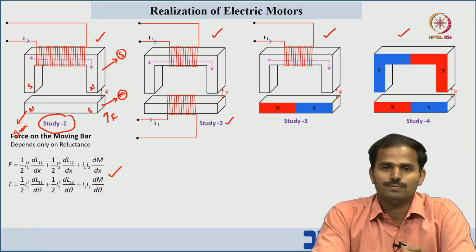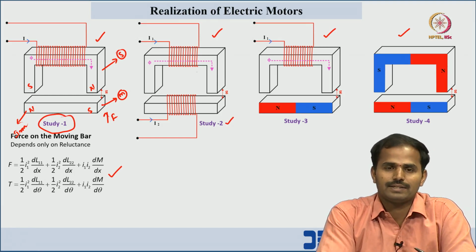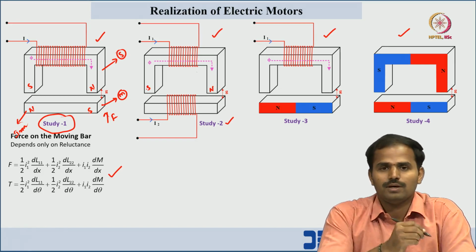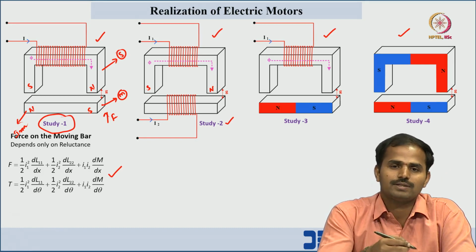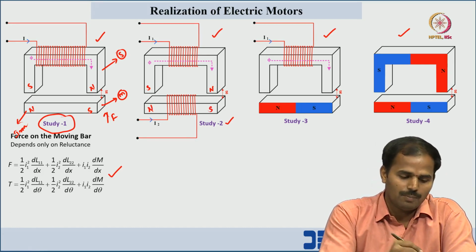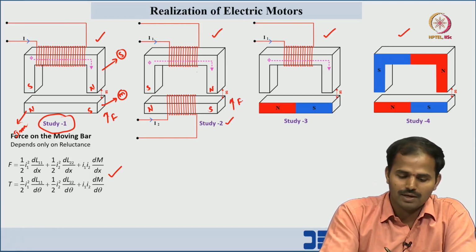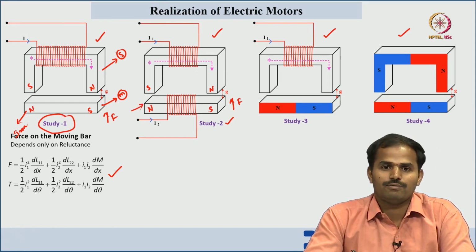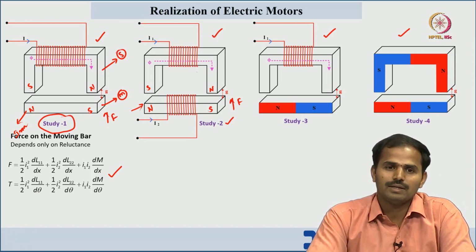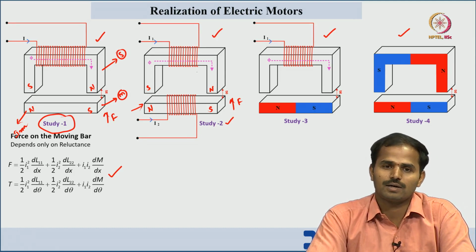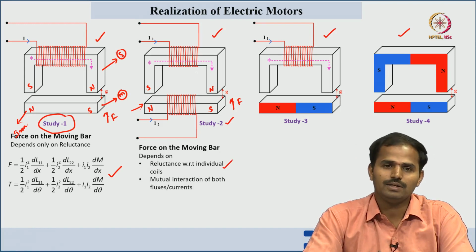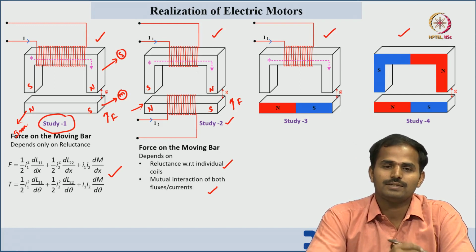And if we take Study 2, we have two excitations, two windings, one on each side. Based upon the magnetic principles, the induction of magnetic poles we can see here, opposite poles will attract. Here also the force will be in the upward direction, the I core is moving. The force or torque depends upon the reluctance terms as well as the mutual torque terms. We can see here the reluctance with respect to the individual coils and the mutual interaction of currents or fluxes in both coils.